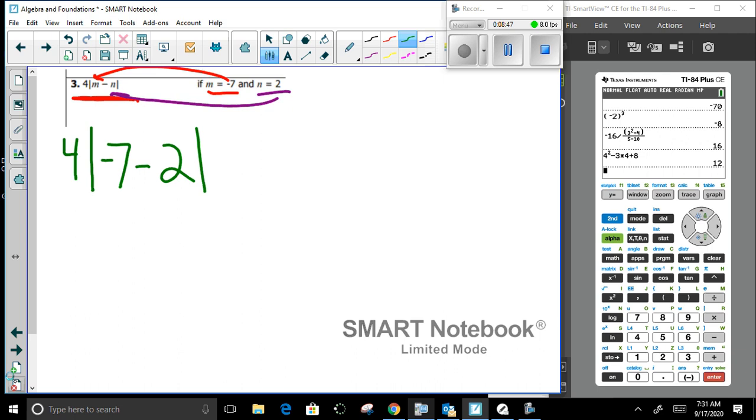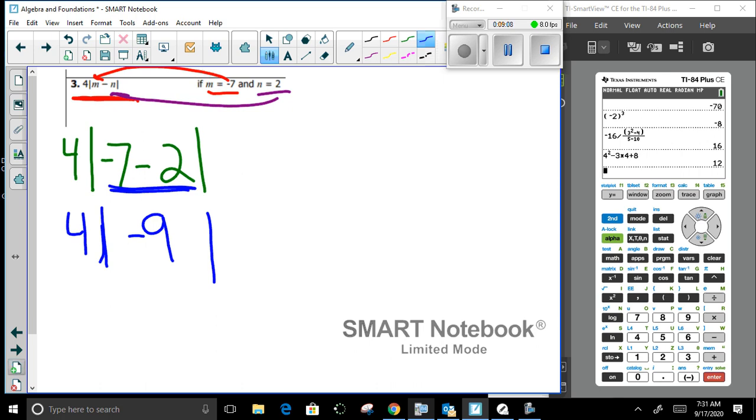Order of operations tells me to do what's inside parentheses. Your absolute value bars are pretty much like your parentheses. So let's go ahead and do that. But remember, I've got to do this first before I can take the absolute value. So negative 7 minus 2 is negative 9.